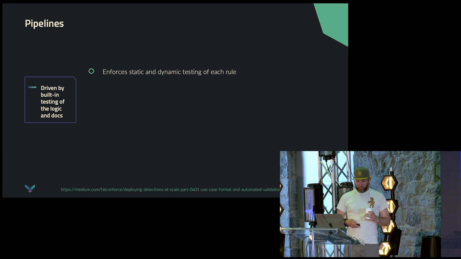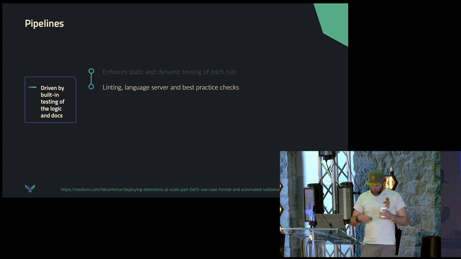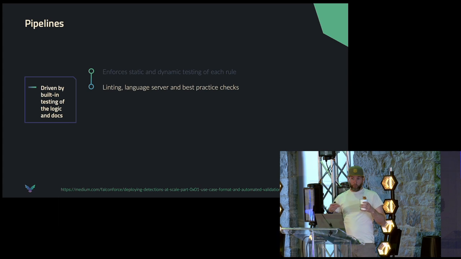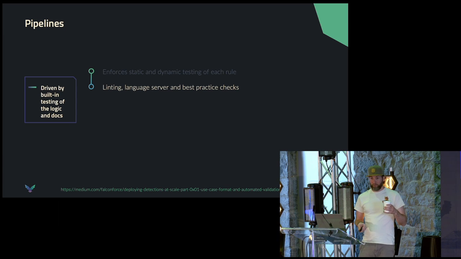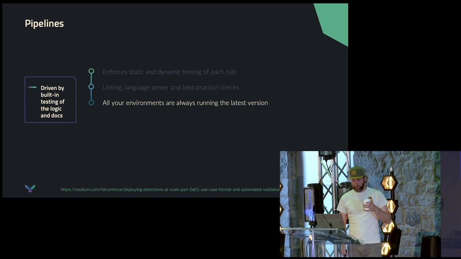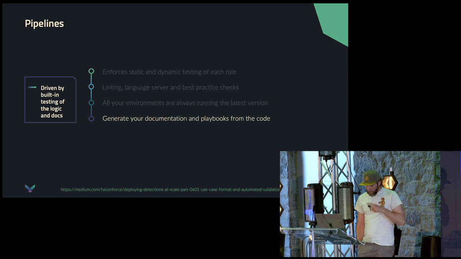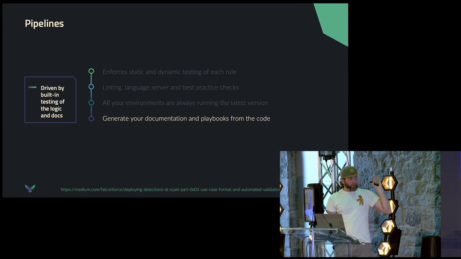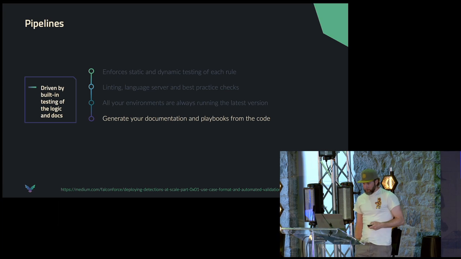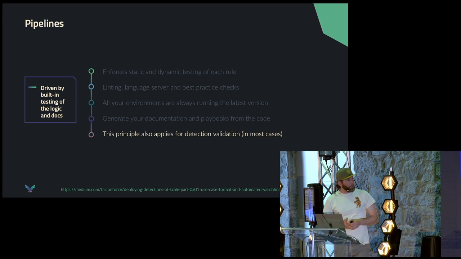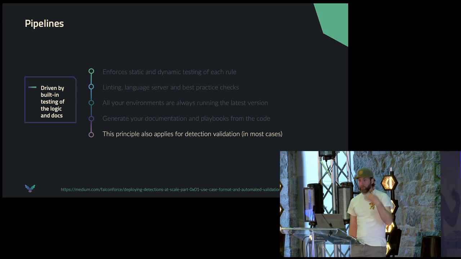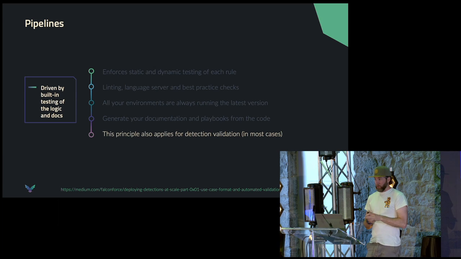From a pipeline perspective, it's nice because it enforces, or it enables us, I'm not sure which, to do static and dynamic testing of every detection that we build. So we can do linting, we have a language server, and we can have all kinds of practice checks built into our validation so that we don't have to do that manually every time, because people overlook stuff, everybody's busy. It also allows us to be sure that all environments we talk to are running the version that we want. And of course, best of all, it generates all kinds of documentation, playbooks, whatever, and puts it in the place that you want. Last but not least, it allows for automatic detection validation in most cases.